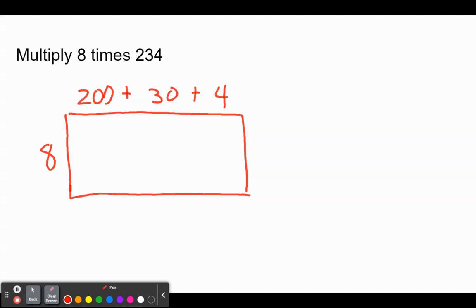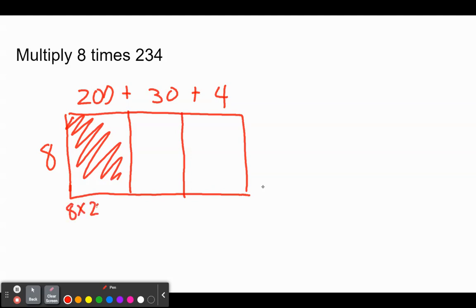So we decompose this number, and then I'm going to split my rectangle into those parts. So I have 200, 30, and 4. Now I'm going to multiply each of my segments to make it a little bit easier. We're going to find the area of this red portion right here. If I do 8 times 200, that's going to give me 1600. We found that out before.